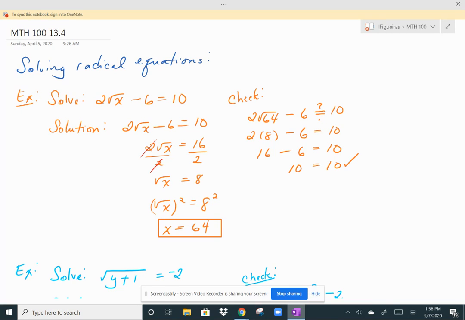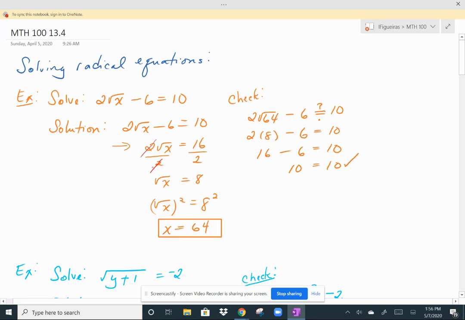Okay, so here's our first example. We want to solve 2 root x minus 6 equals 10. So as I mentioned, you want to get root x alone. So we do that by adding 6 to both sides. So that gives us this line right here: 2 root x equals 16. Then, in order to get root x alone, we divide both sides by 2.